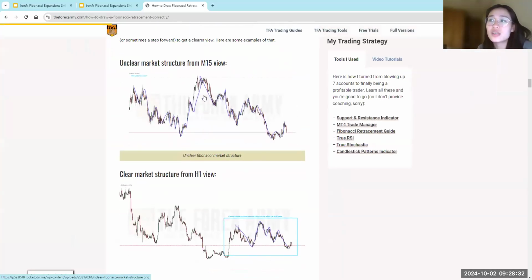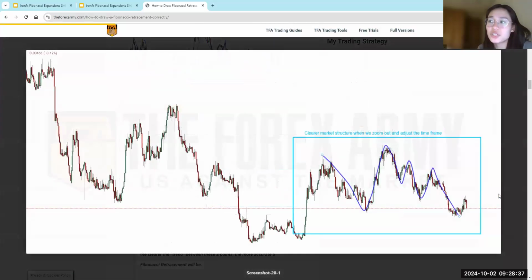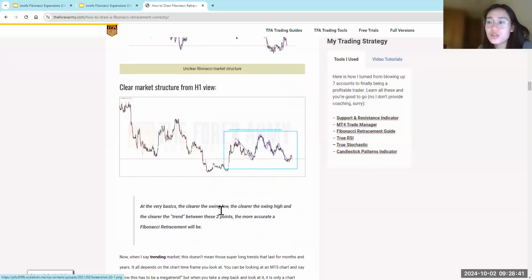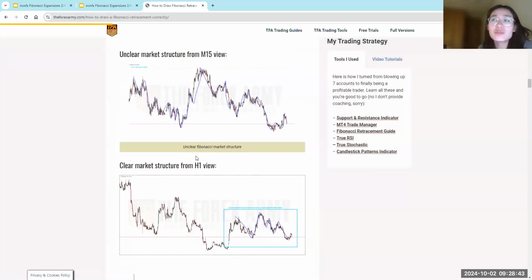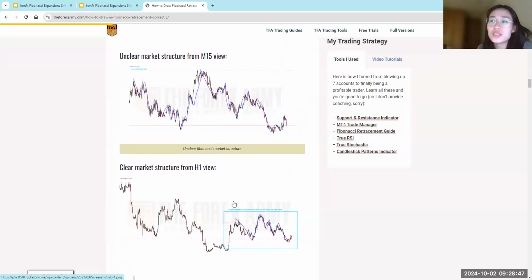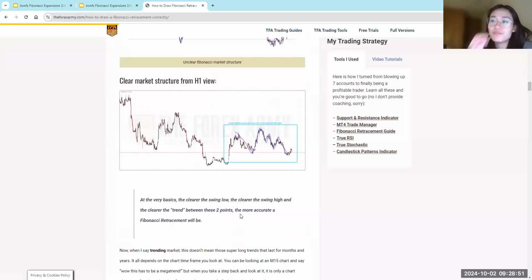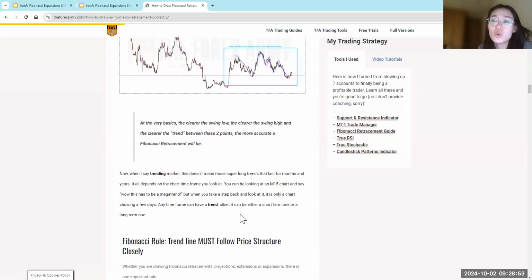So this is the market structure on a 15-minute view, and this is the market structure on the H1 view. Okay, so you can always play around with the time frames and make sure that you start your analysis on a clear time frame so that your Fibonacci retracement is more accurate.